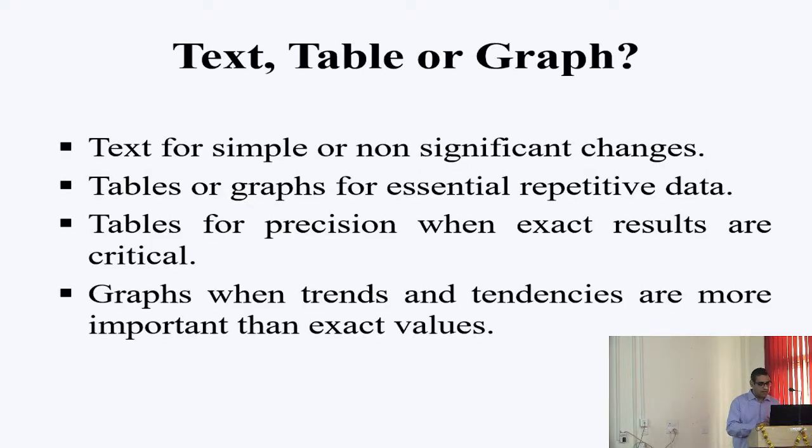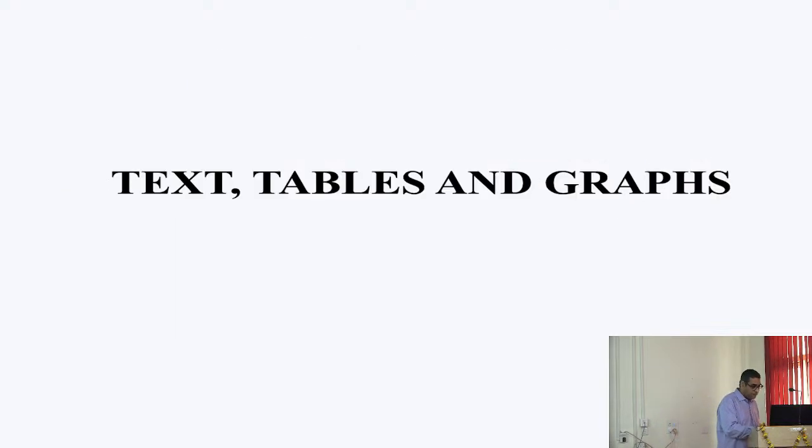Then text, tables, graphs. I think I already covered this, but one thing I have not covered: when to make text, when to make a table, when to make a graph. Text for simple or non-significant changes. Tables or graphs for essential repetitive data. Tables for precision when exact results are critical. Graphs when trends and tendencies are more important than exact values. It is written here.